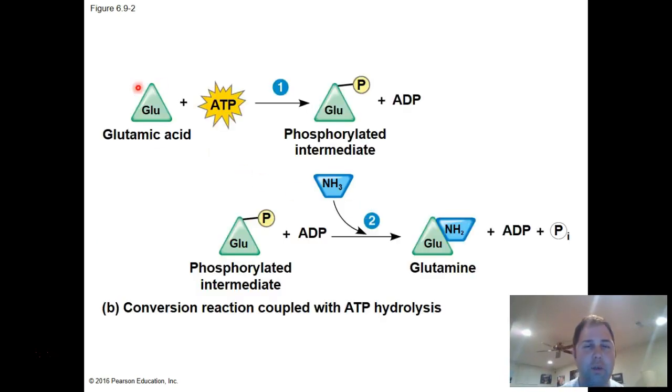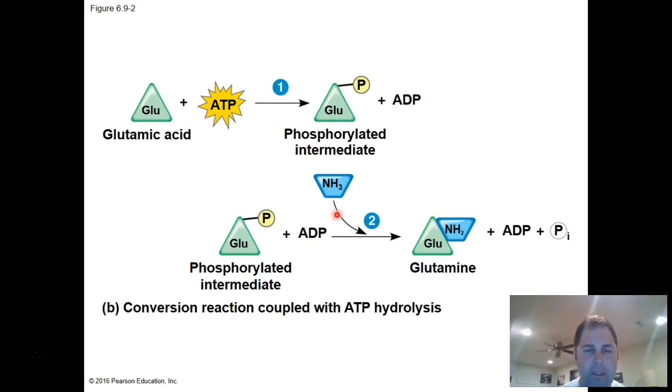So what it can do is use ATP to phosphorylate the glutamic acid. This phosphorylated glutamic acid now has a higher free energy than the glutamic acid that has no phosphate on it. And the energy that it has came from the ATP. So now the ATP is at a lower energy state. ATP to ADP went down. Glutamic acid to phosphorylated glutamic acid went up.